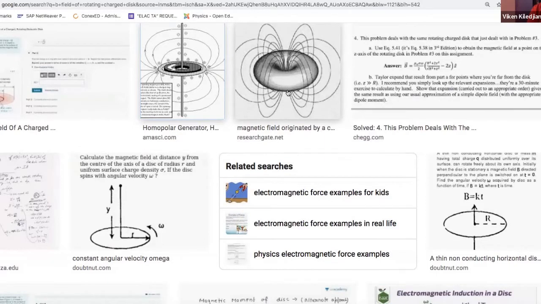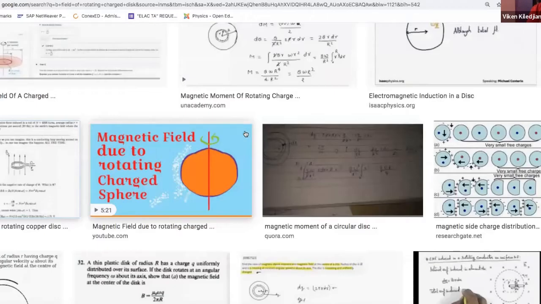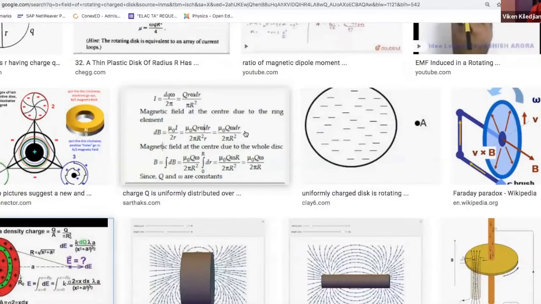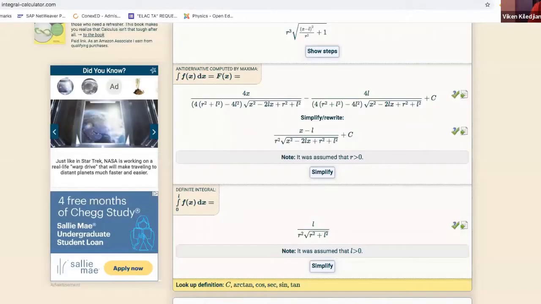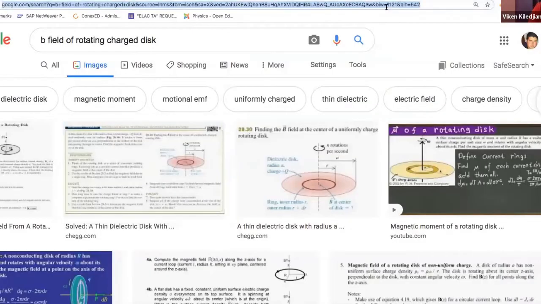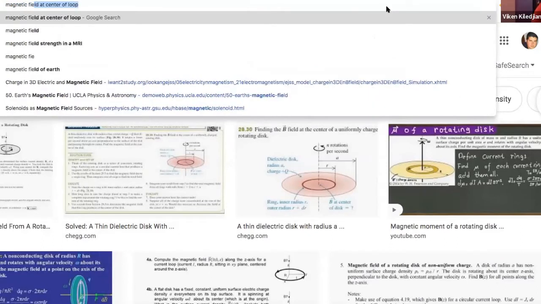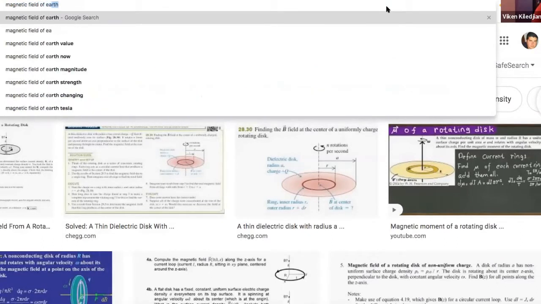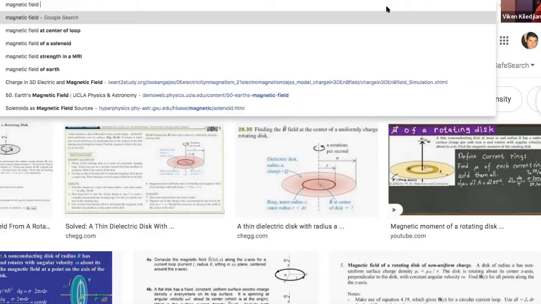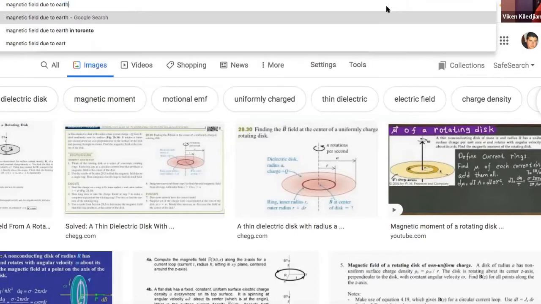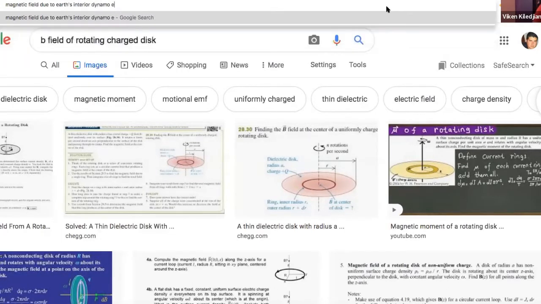If you think about it, this is the mechanism of how we get the magnetic field here on Earth. If you look at the interior of the Earth, essentially it's a convection plate that's rotating, right? The magnetic field of Earth is due to Earth's interior dynamo effect.